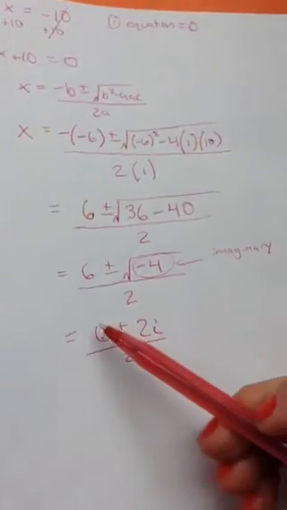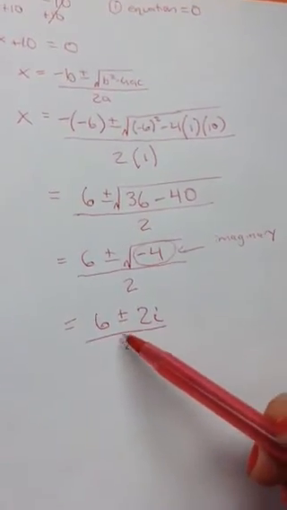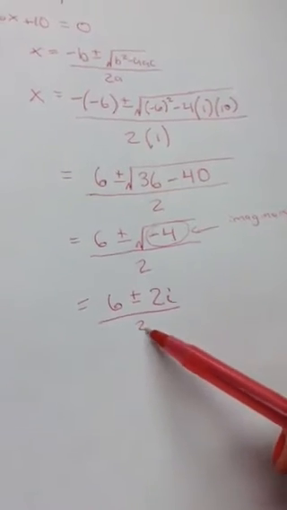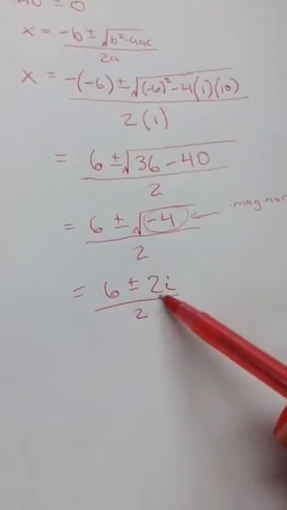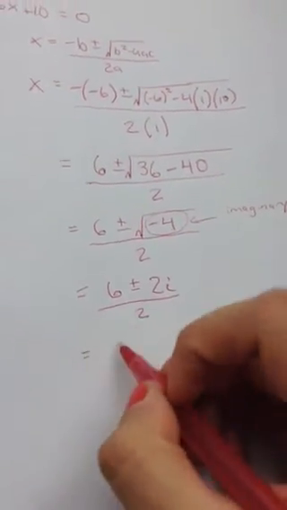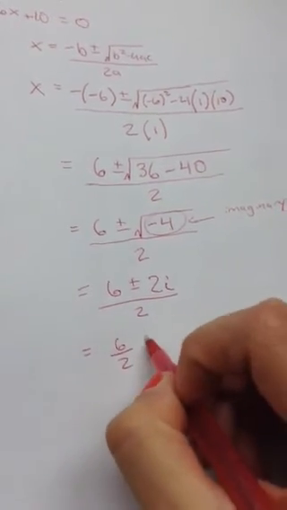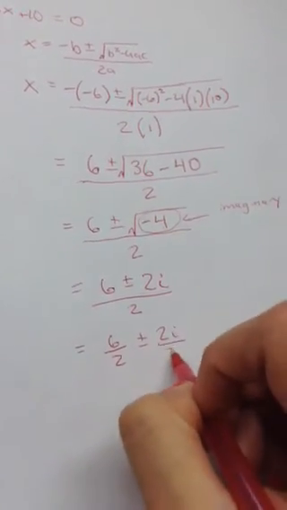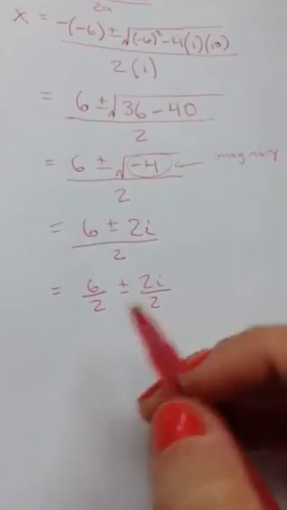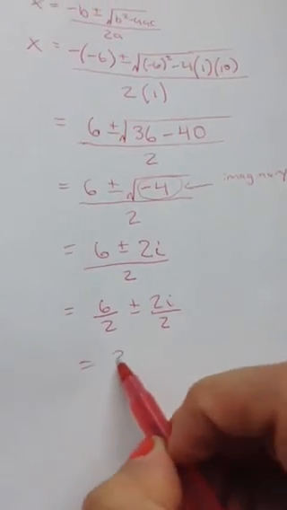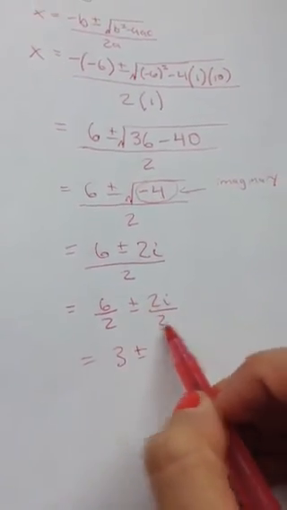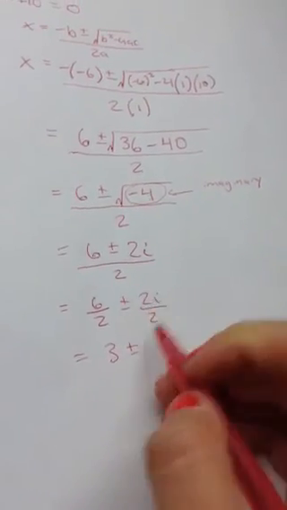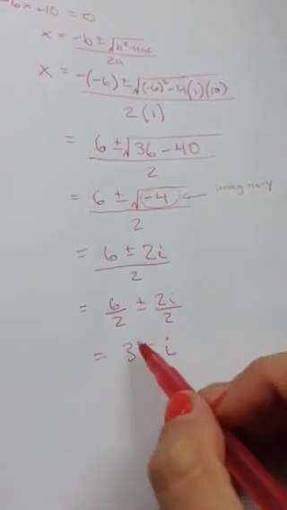Now, don't just do 6 divided by 2 and then cross these out. The divided by 2 also goes with the 2i. So my recommendation is to separate the fractions out and then simplify. So 6 divided by 2 is 3. 2 divided by 2 is 1. So 1i would just be i.